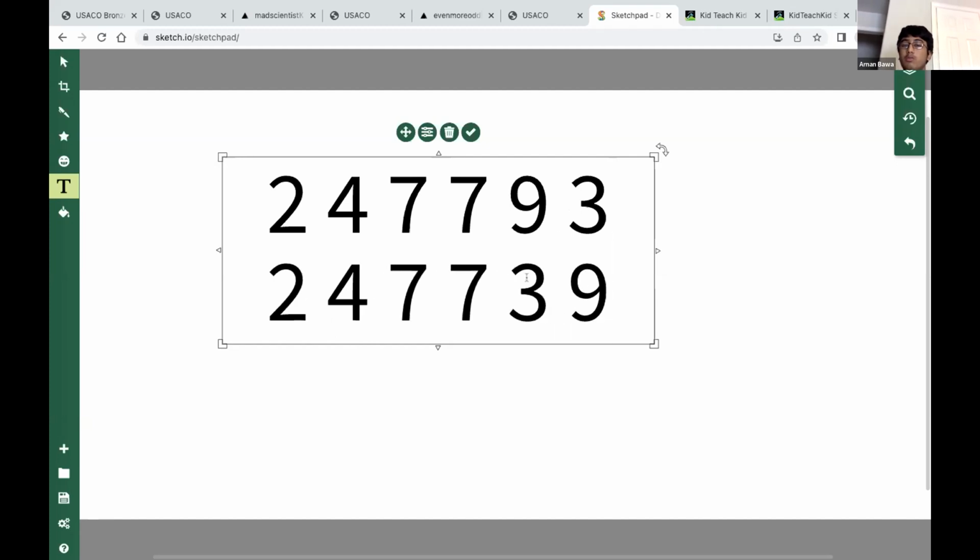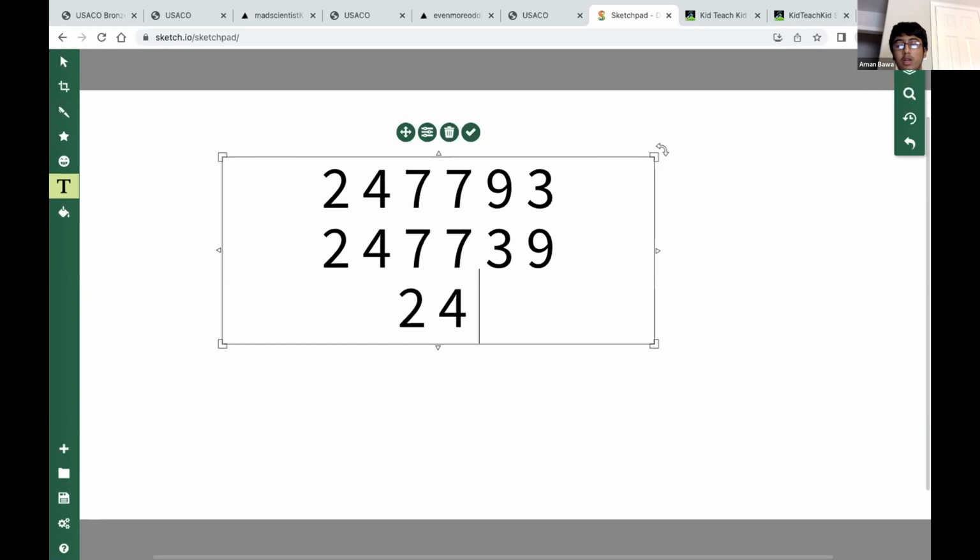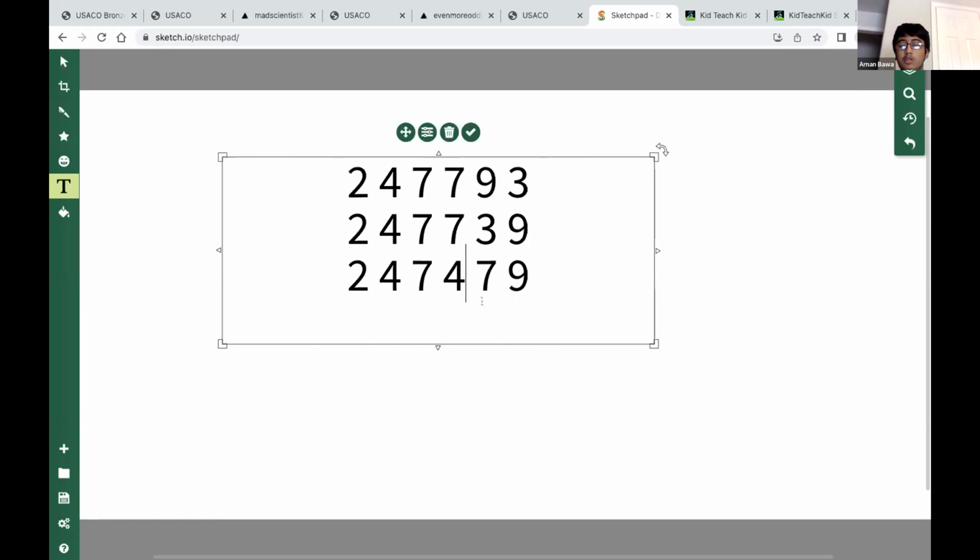So now we move this 3 over here. And we can do the same thing again to swap this 7 and this 3. So we would have 2, 4, 7, 3, 7, 9. And we would do, or there should be 3 actually.